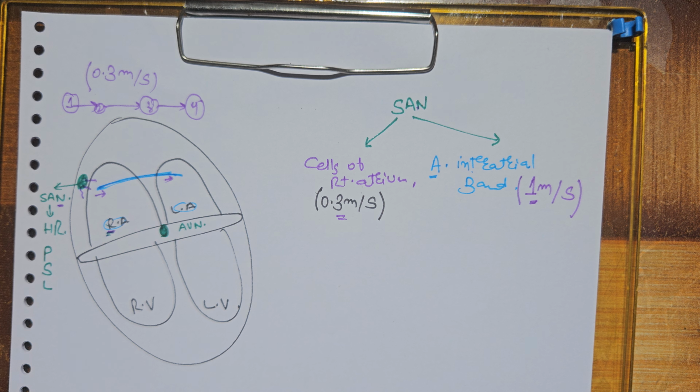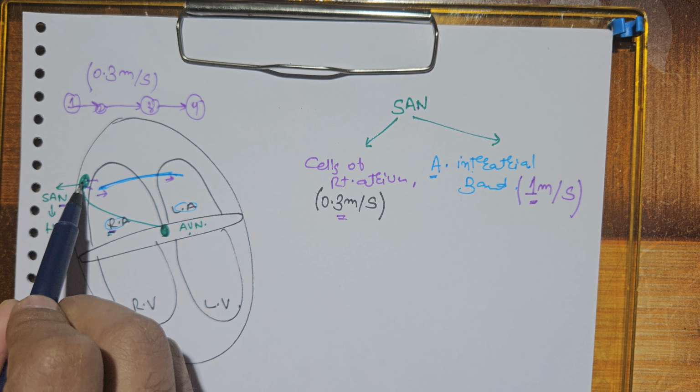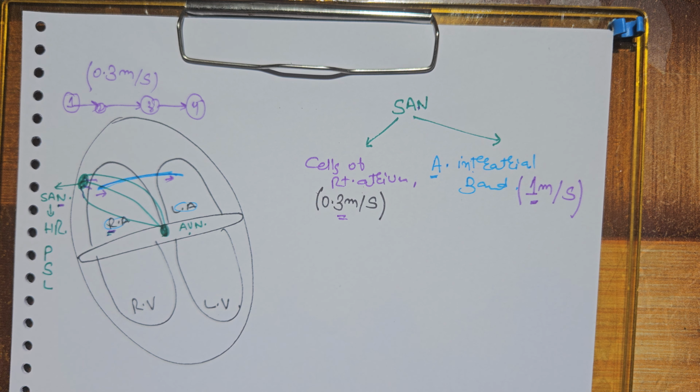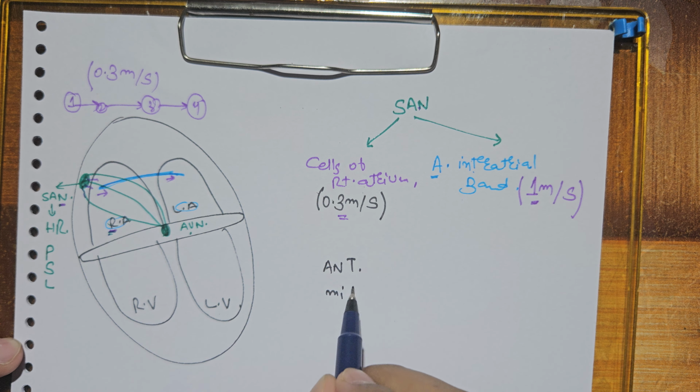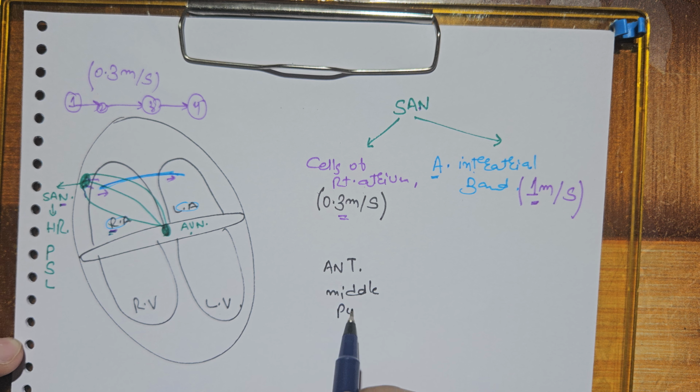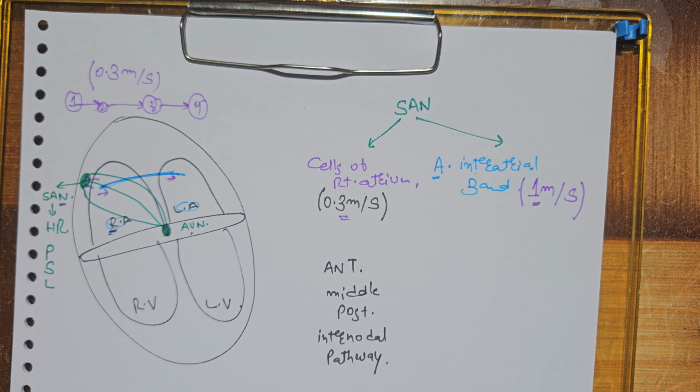Is that clear? Now the impulses go from SA node to the AV node through three bands: 1, 2, and 3. These bands are called anterior, middle, and posterior internodal pathways. Why are they called internodal? Because they are between two nodes. They are between sinoatrial node and AV node.